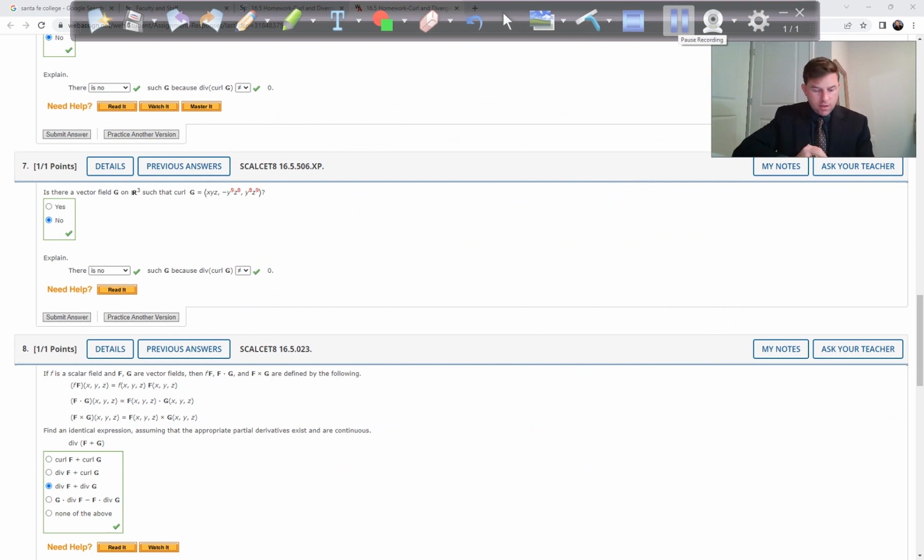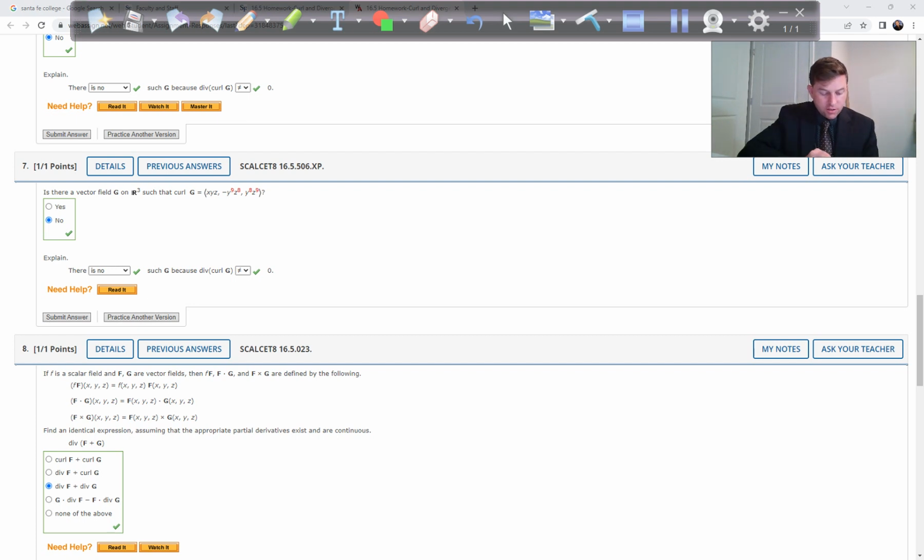Okay, problem 8 is kind of like a theorem problem where they're going to give us some things and we have to decide what we can do. So it says f is a scalar field, and capital F and capital G are vector fields. Then we can have scalar field times vector field F, vector field F dotted with vector field G, and vector field F crossed with vector field G. So these are things that can be done.